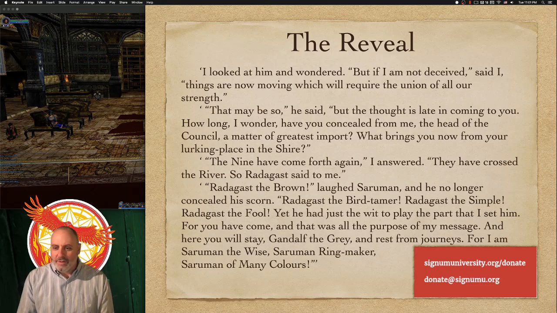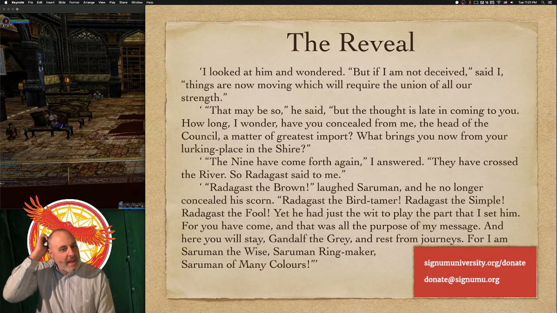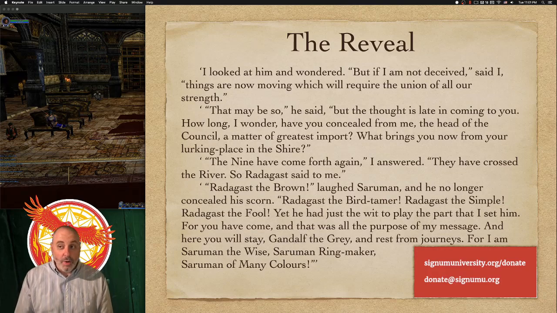The Nine have come forth again. They have crossed the river, so Radagast said to me. Now, that tone of voice in which I just read them, I don't think is the tone of voice in which Gandalf says them. That's one of the things that I find most interesting to try to imagine in this passage here. What is Gandalf's tone in that line? I mean, one could imagine that the way that I just said it.